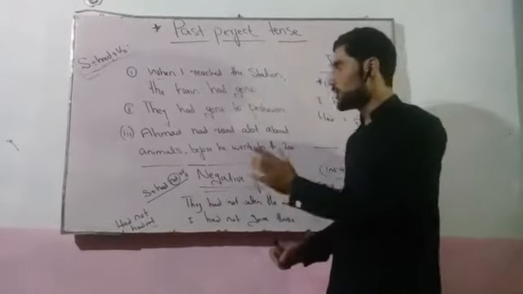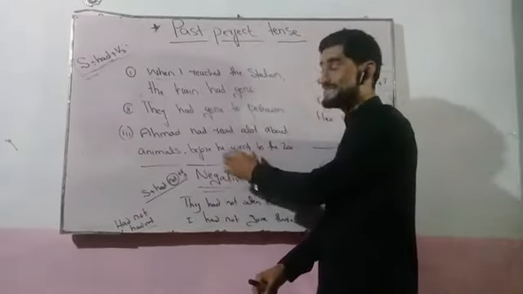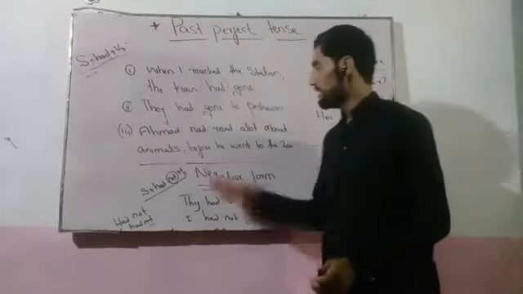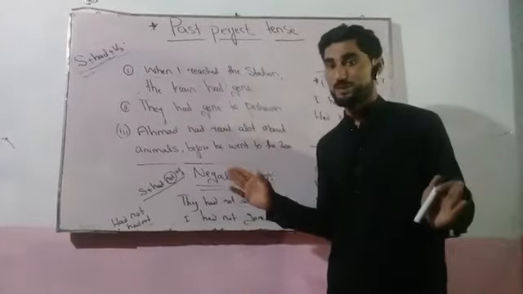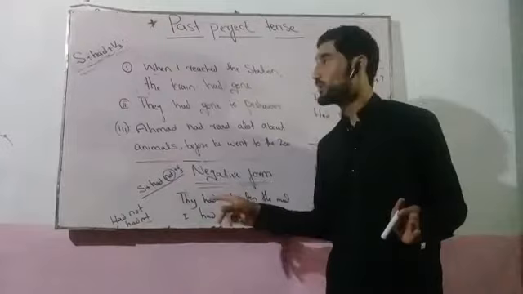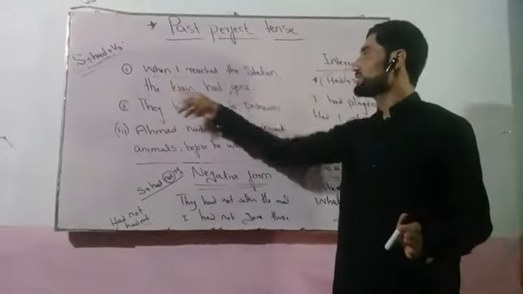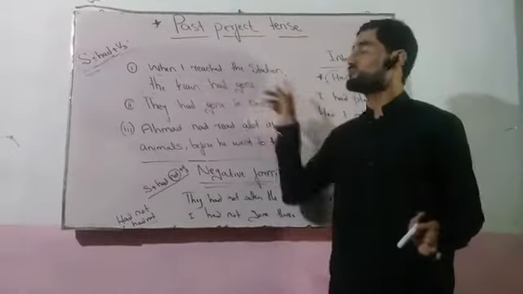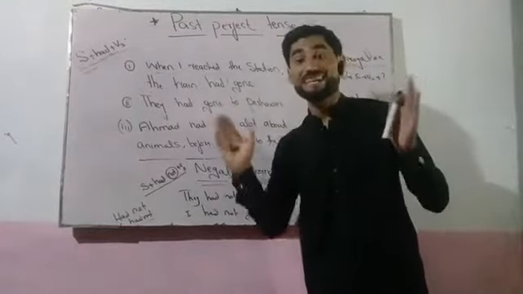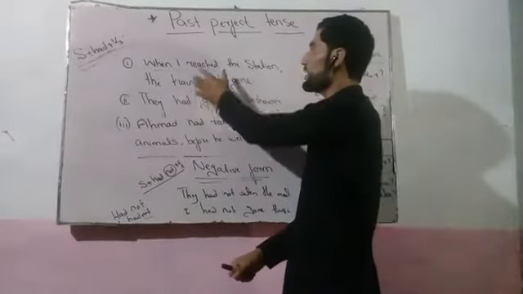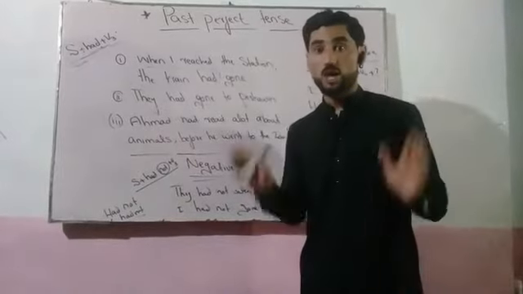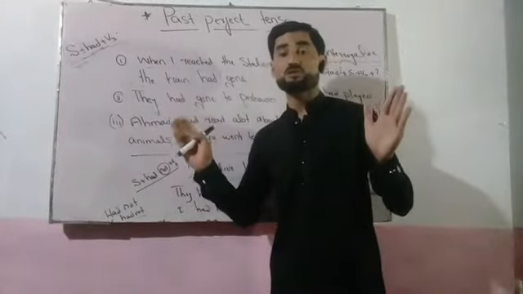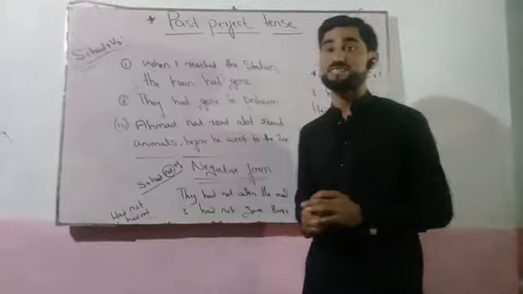You can also change the order of the sentence. You can put this part at the beginning of the sentence, like: before he went to the zoo, Ahmed had read a lot about animals. You can also say: the train had gone before I reached the station. You can put this at the end of the sentence, or you can put it at the beginning of the sentence. So this is just the first usage of the past perfect tense.